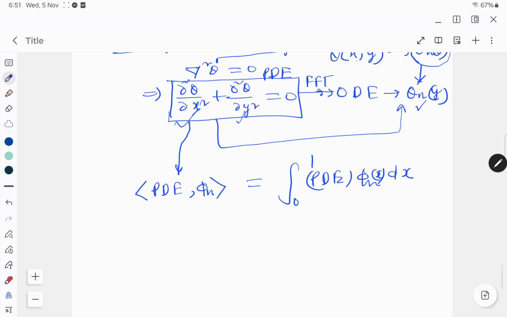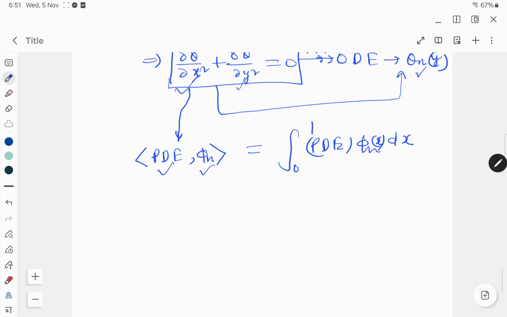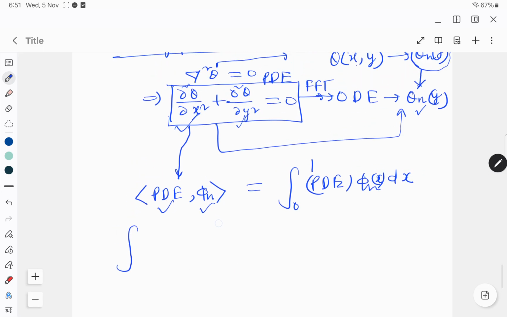So this is the FFT. This is the inner product of the PDE, partial differential equation, with phi n. So let's do that. The integral of del 2 theta over del x square plus del 2 theta over del y square, and phi n x is the basis function.